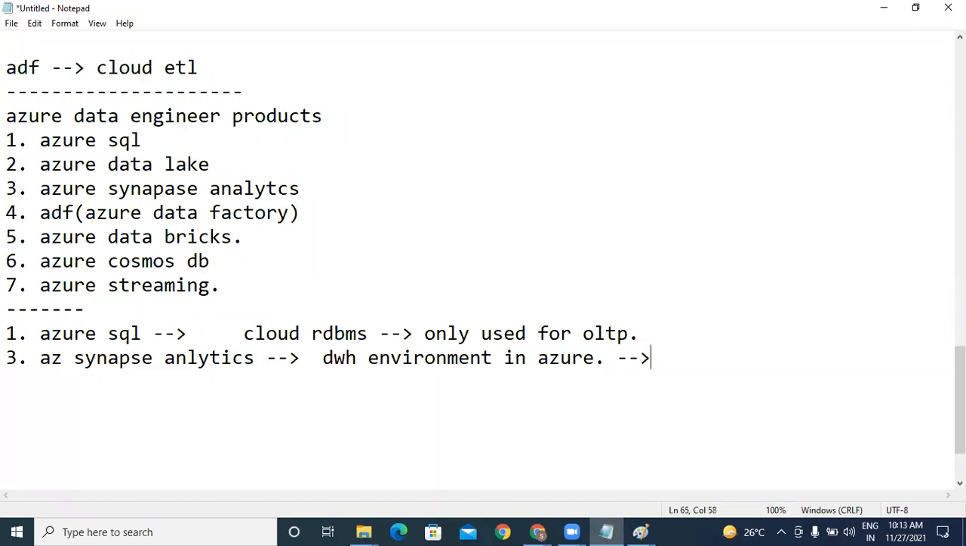Of course, this also comes under the RDBMS category, but not for OLTP, only for warehouse. That means end user transactions you cannot direct to Synapse. End user transactions will be captured by Azure SQL. Later, by using ADF, you will extract data from SQL and load into the target. Next, what is the problem with Synapse?